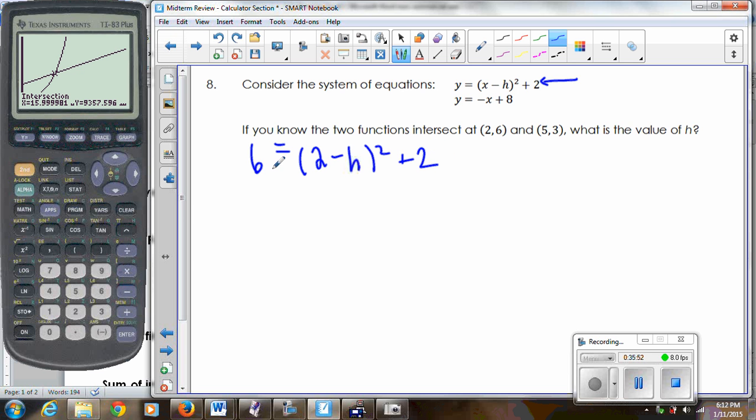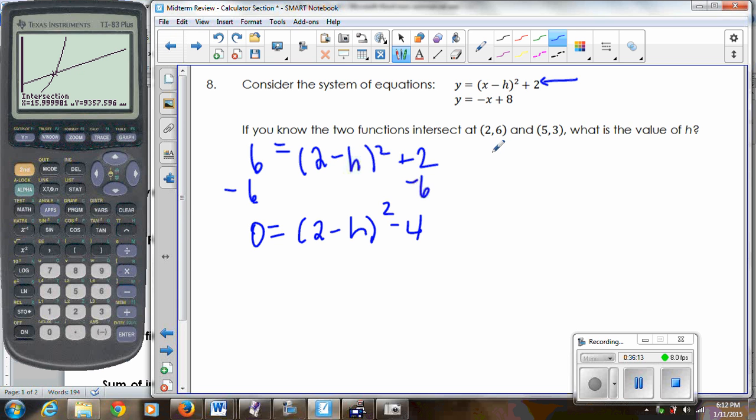And so basically what I did is I subtracted 6 from both sides, and I got that 0 is equal to 2 minus h, the quantity squared, minus 4. And then I just kind of left that there for a minute. And then I used the second piece of information.